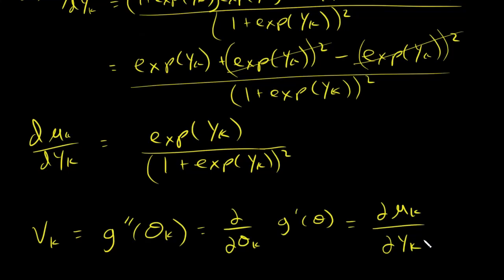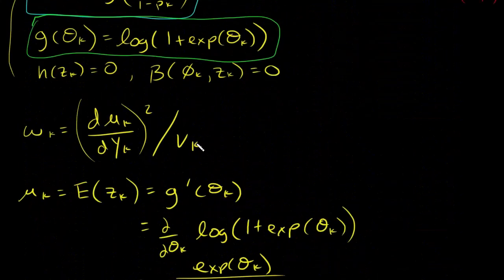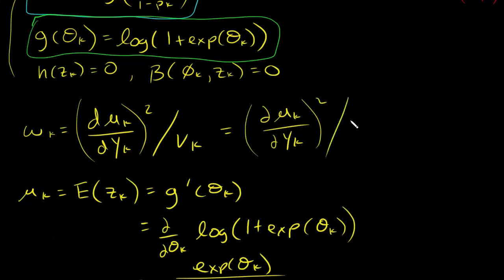That leads to a nice cancellation. Basically, this v will cancel with one of these. And in this scenario, the weights are just basically that first derivative, right? Because if it's squared, and then v is just the same thing, you see how it cancels. So you're left with just that first derivative right there.